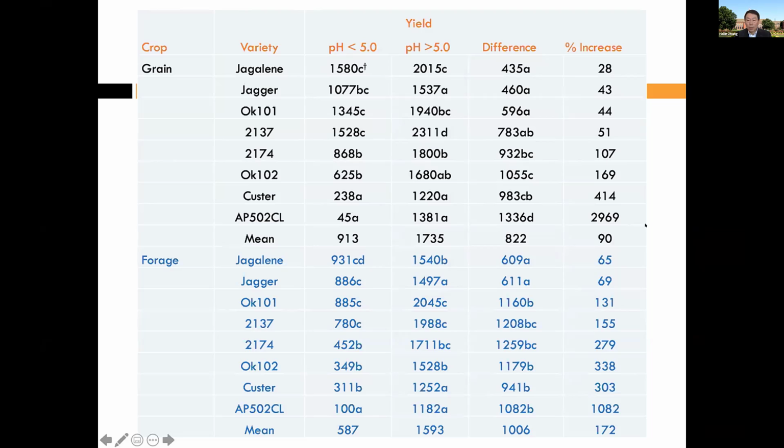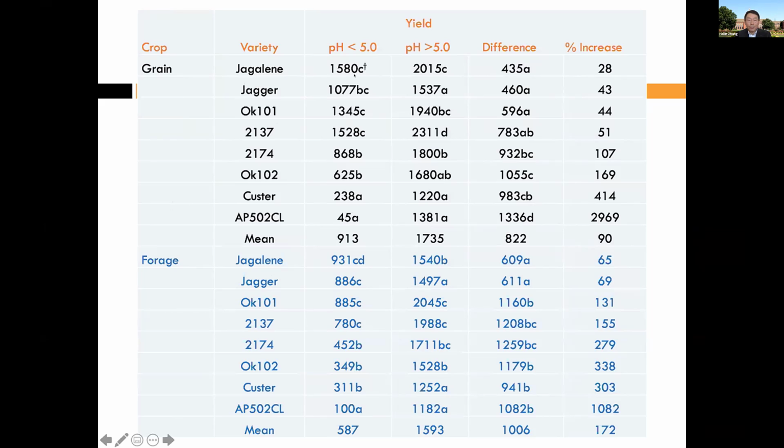Actually here, showing some detailed information on these cultivars. For grain yields, Jacqueline, Jaga, OK101, they're ranked probably very high. That means more tolerant of soil acidity. Forage actually is in the same order, Jacqueline, Jaga, OK101, okay?